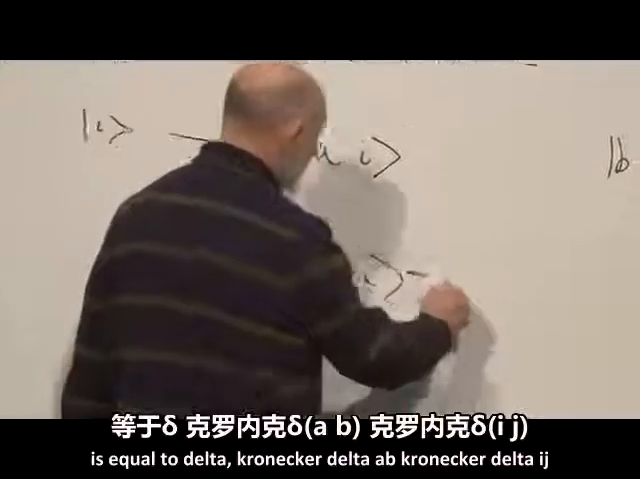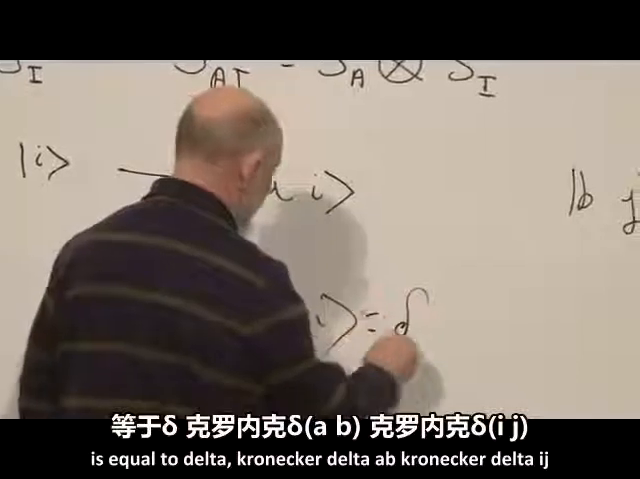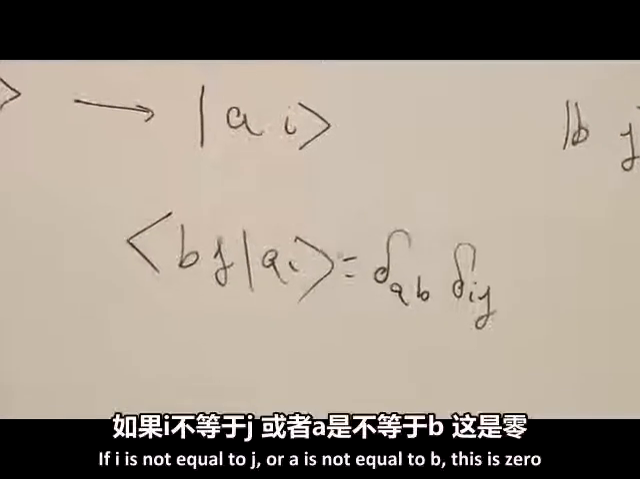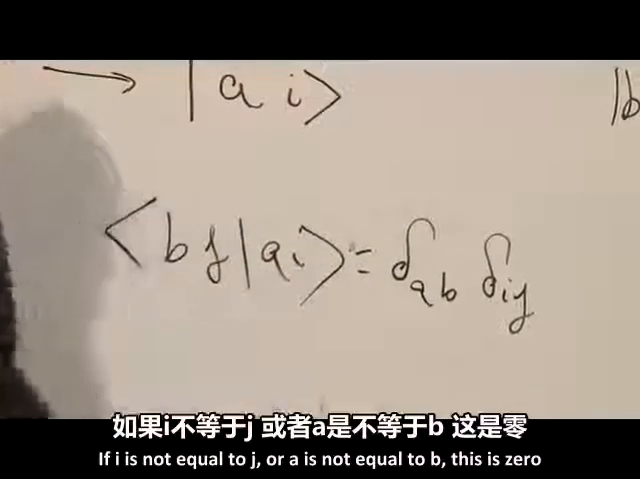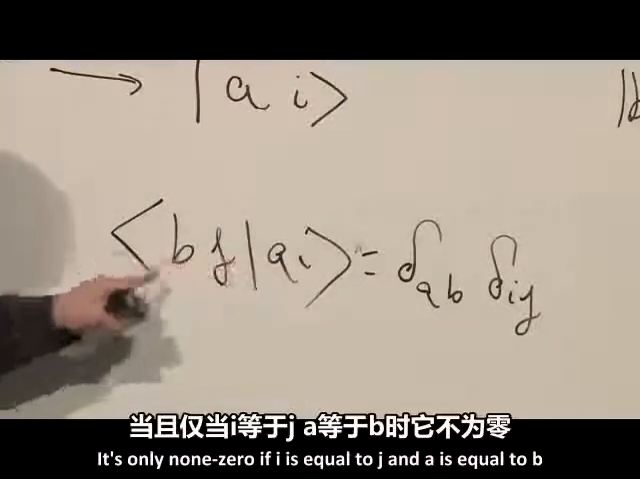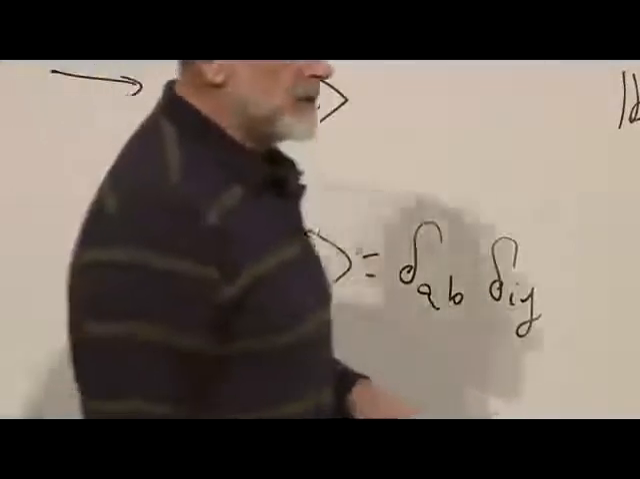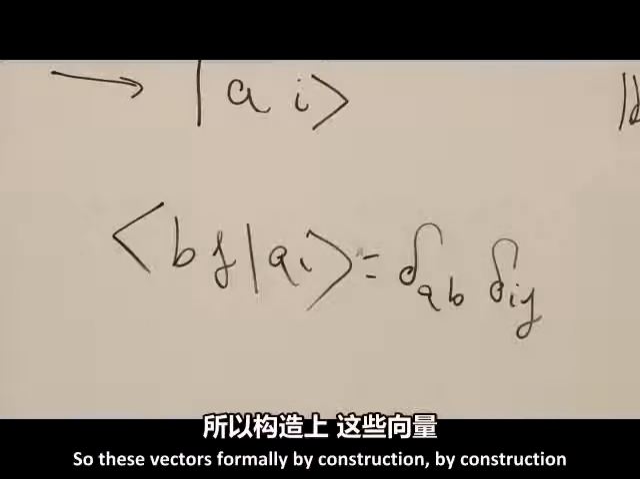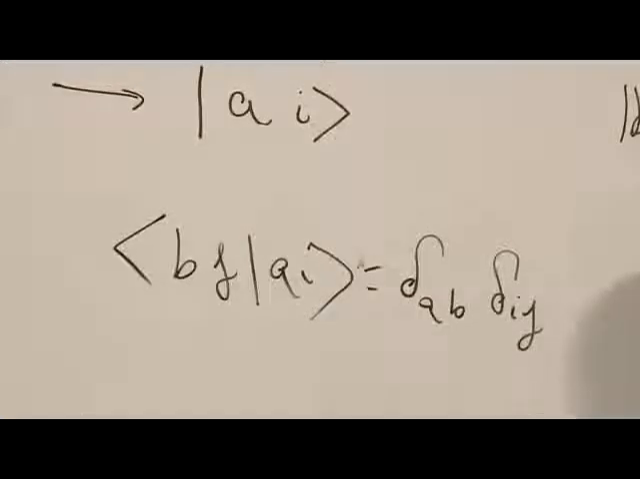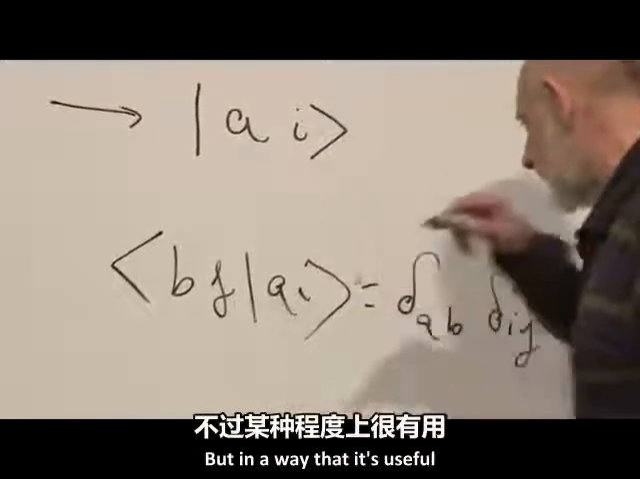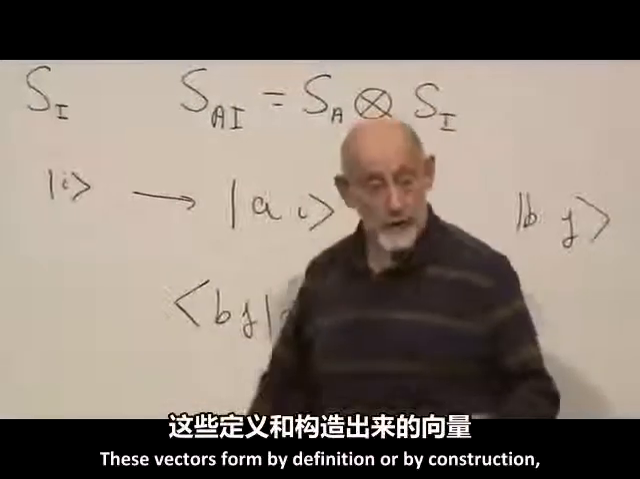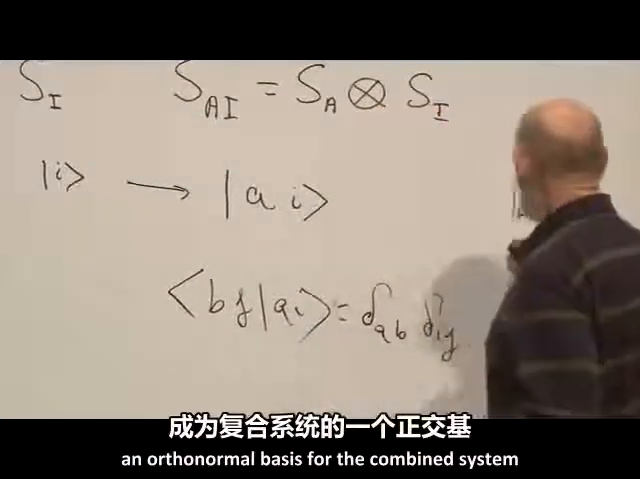The inner product of the basis vectors is delta_{ij} delta_{AB}. If i is not equal to j, or A is not equal to B, this is 0. It's only non-zero if i is equal to j and A is equal to B. So these vectors, formally by construction, which means you're simply assigning values to things now, but in a way that is useful, form, by definition or by construction, an orthonormal basis for the combined system.